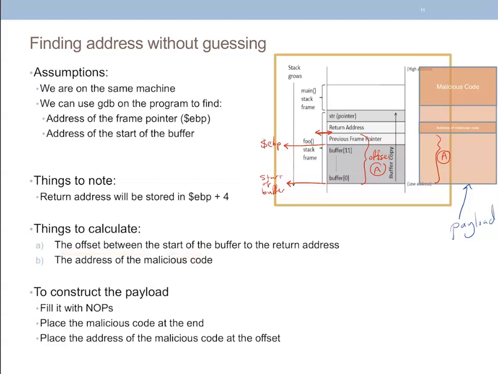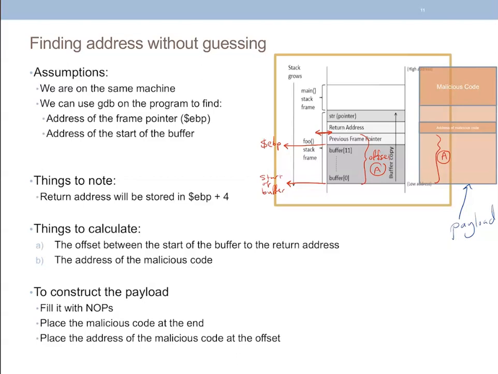Now, how would we calculate that? Well, we're going to do the EBP, right, which is this address, we know this, and we subtract the address of the start of the buffer, and that's going to give us this location, and then we add 4. So it's going to be EBP minus start of buffer plus 4, right? Remember, our high addresses are up here, our low addresses down here, right? So EBP is going to have a higher address than the start of the buffer. So that's the first thing that we're going to have to calculate.